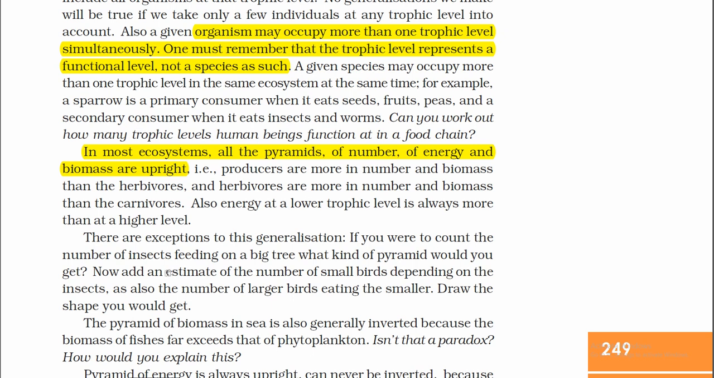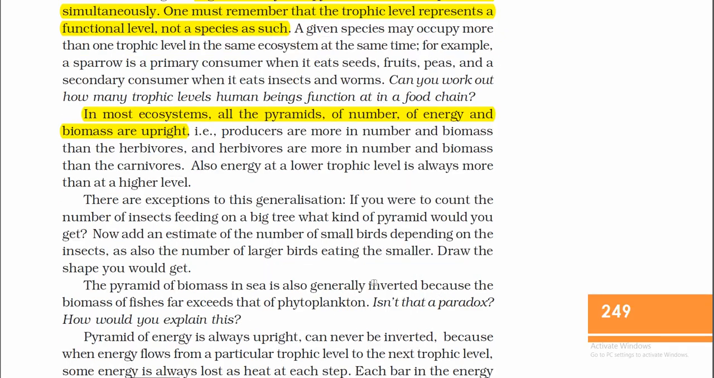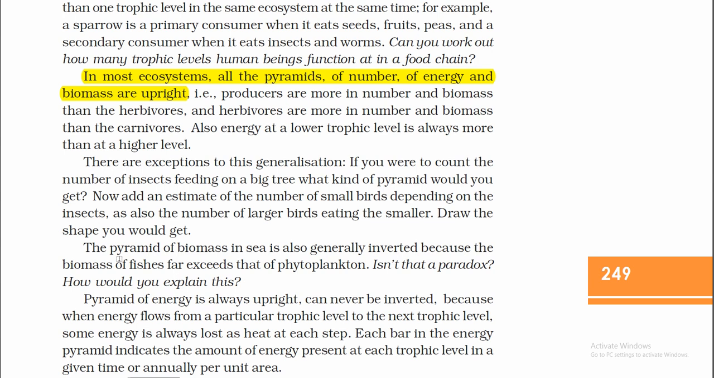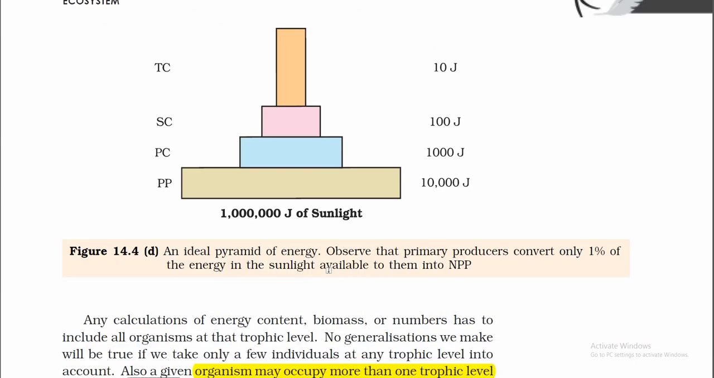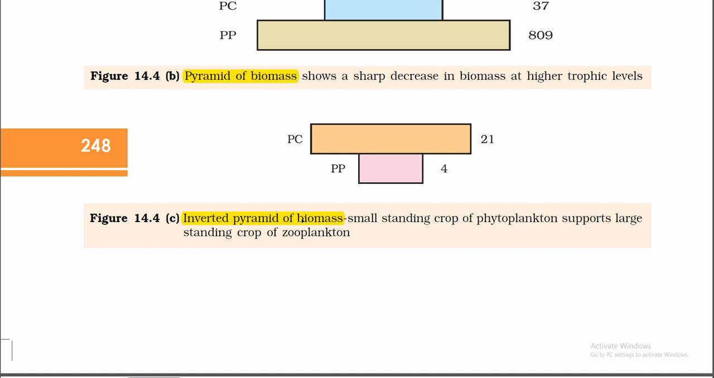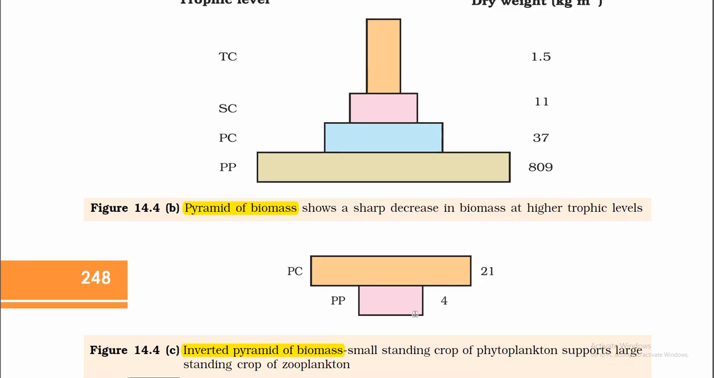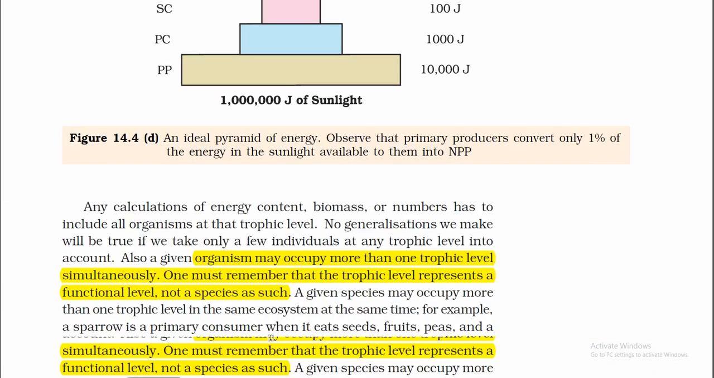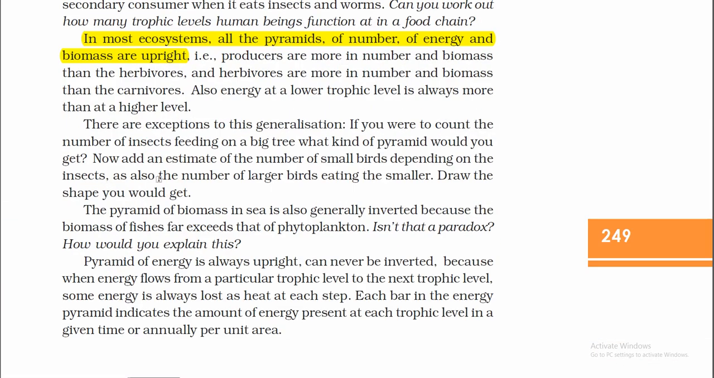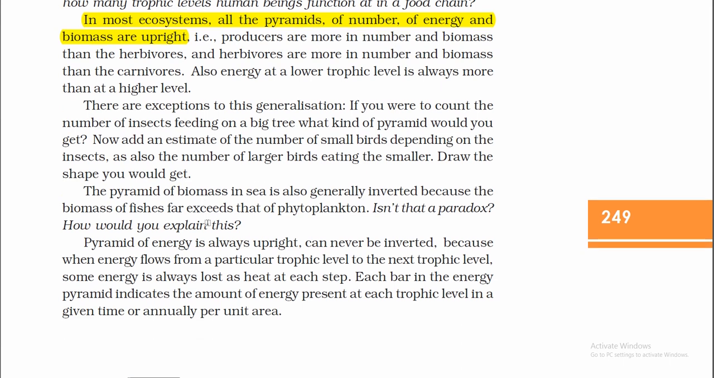If you were to count the number of insects feeding on a big tree, what kind of pyramid would you get? Provide an estimate of the number of small birds depending on the insects, as also the number of larger birds eating the smaller. Draw the shape you would get. It's obvious. We will get this one. We have the sun first. This type of pyramid will be inverted. These all are upright, but sometimes inverted in grassland, forest system.